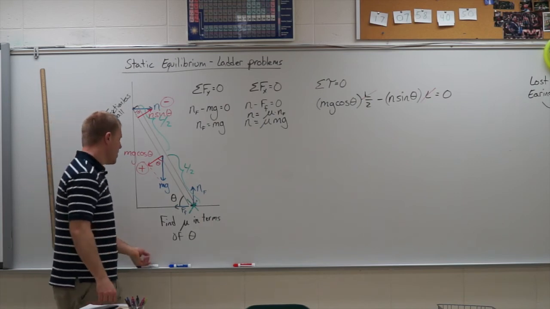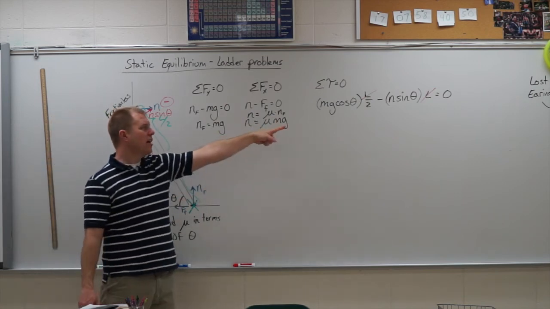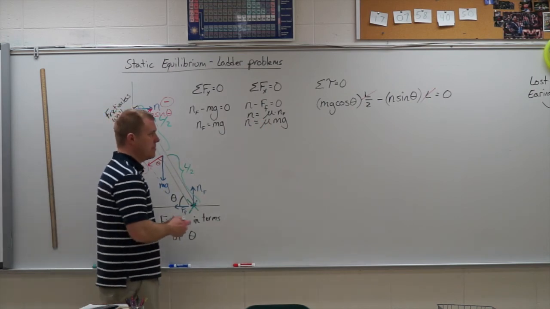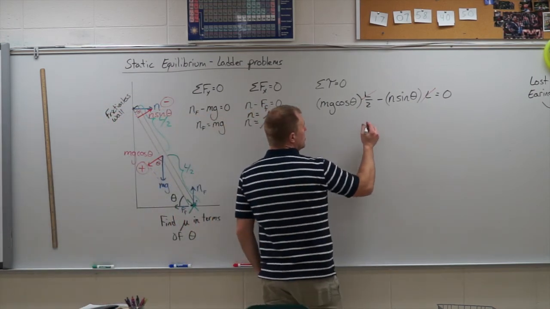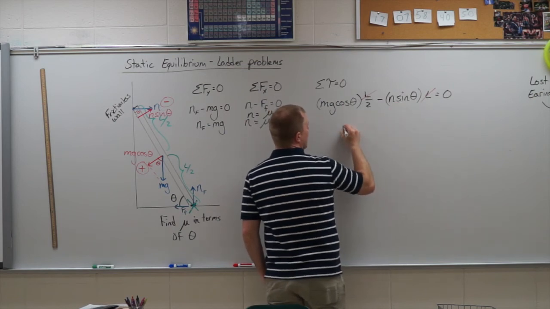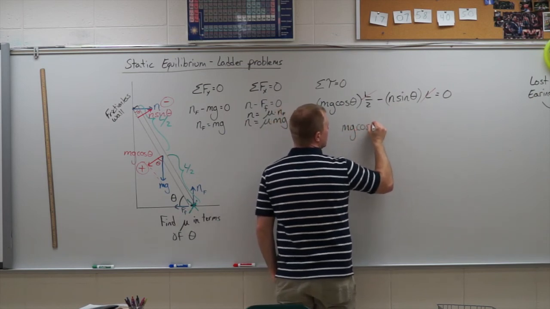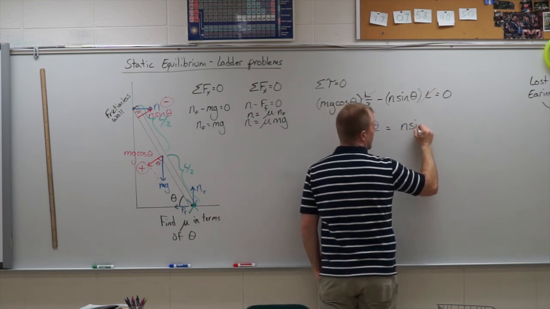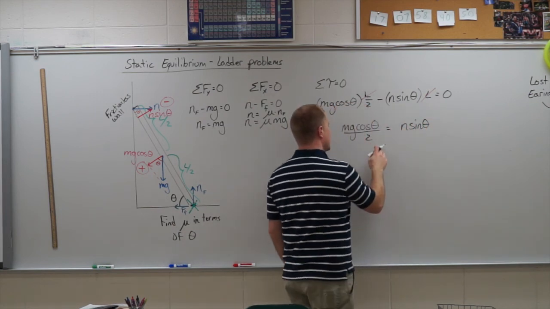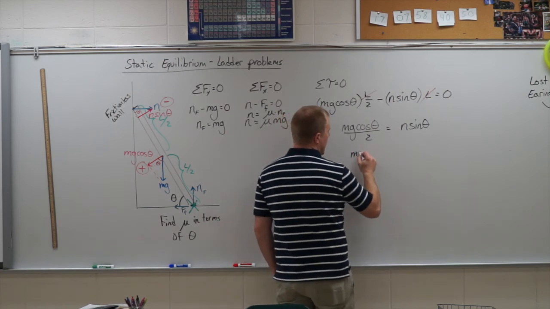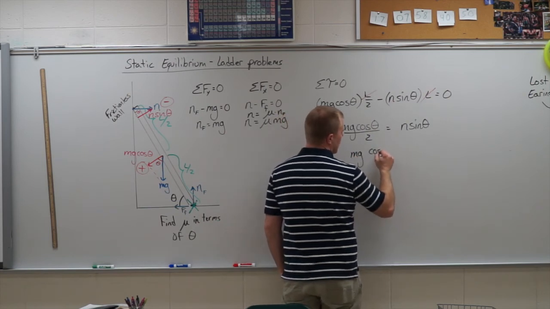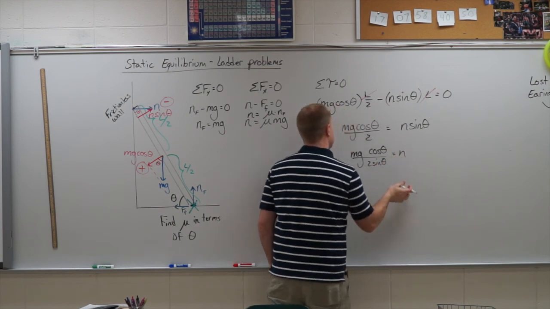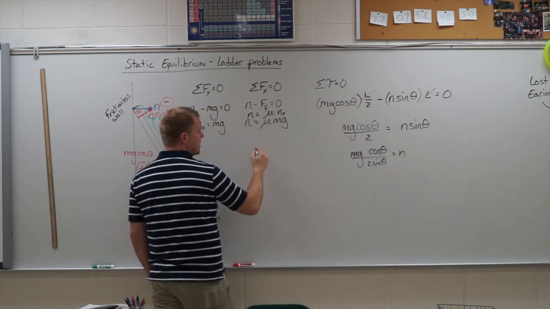Okay? So I have one equation equal to n here. I'm going to get another equation equal to n there, and then I'm going to put them next to each other and set them equal. So solve for n. I have mg cosine of theta divided by 2 equals n sine theta. Divide the sine of theta over. So I have mg times cosine of theta divided by 2 sine of theta equals n. We're going to set these two things equal.